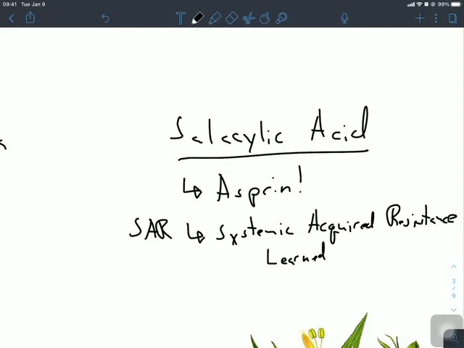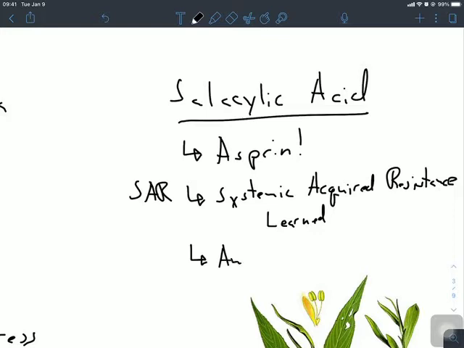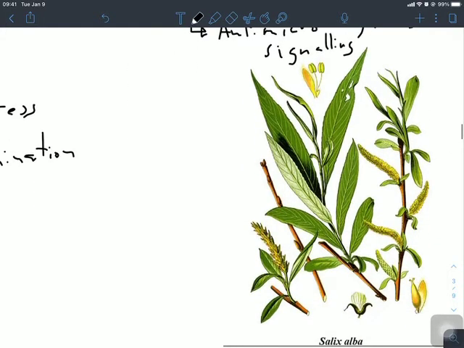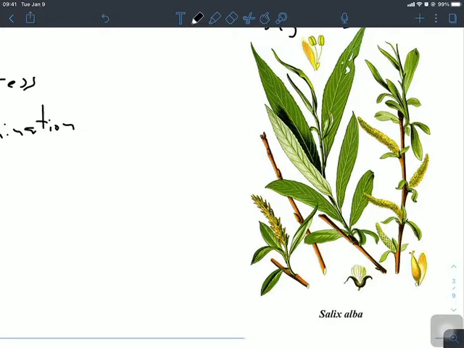And salicylic acid helps as an antimicrobial. So we use it to help regulate heart rate and other beneficial side effects. But in the plant, it serves to kill small microbes and helps in pathogen signaling. So in letting the plant know that, hey, guess what? I got something that shouldn't be here, and we should do something about it. It was discovered in white willow, or Salix alba, hence the name salicylic acid.